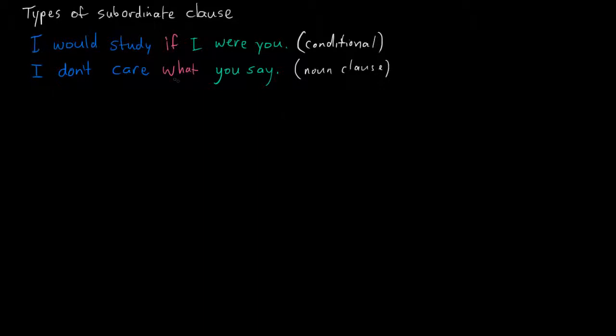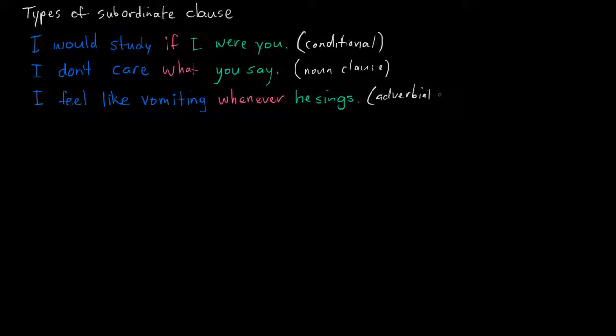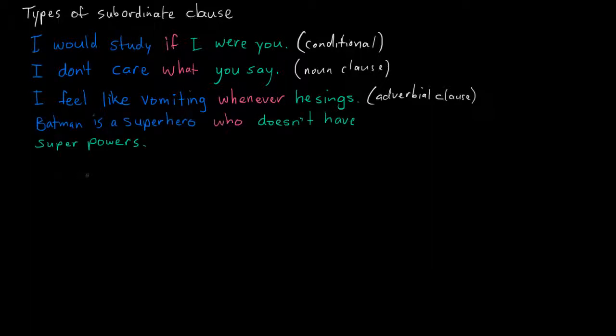So it's a noun clause because this whole piece functions essentially as a noun. The next one is: I feel like vomiting whenever he sings. Adverbial clause. This is when I feel like vomiting, so it's telling us more about the verb. Batman is a superhero who doesn't have superpowers. This is a relative clause.